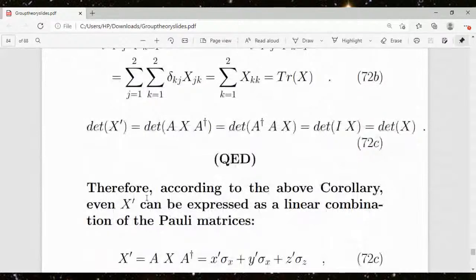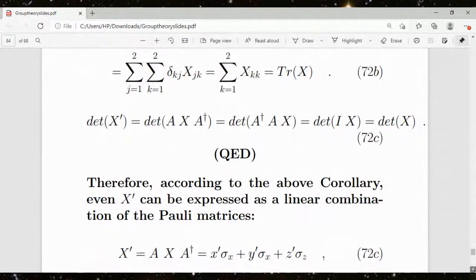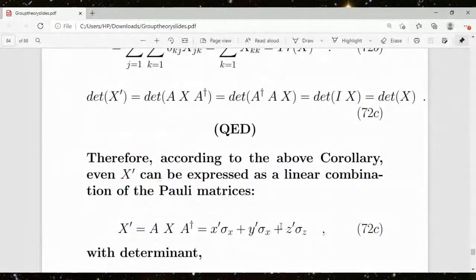Now, if X prime is also traceless and Hermitian, X prime can also be written in terms of Pauli matrices. So indeed, X prime will be some x prime into sigma x plus y prime into sigma y plus z prime into sigma z, because we have already argued that any Hermitian and traceless matrix can be written as a real number multiplied by sigma x plus another real number multiplied by sigma y plus another real number multiplied by sigma z. I can see that there is a typographical error in equation 72c. The second term on the right must be sigma y. So the right equation is x prime sigma x plus y prime sigma y plus z prime sigma z.